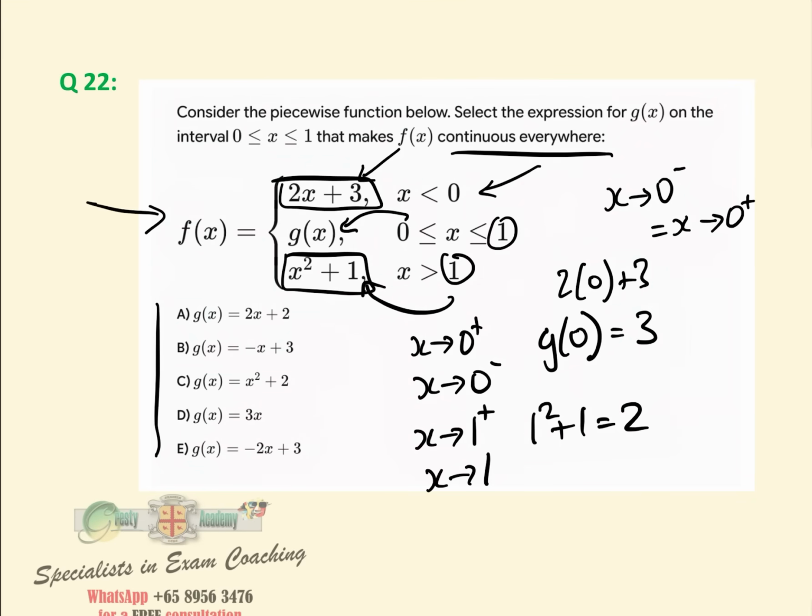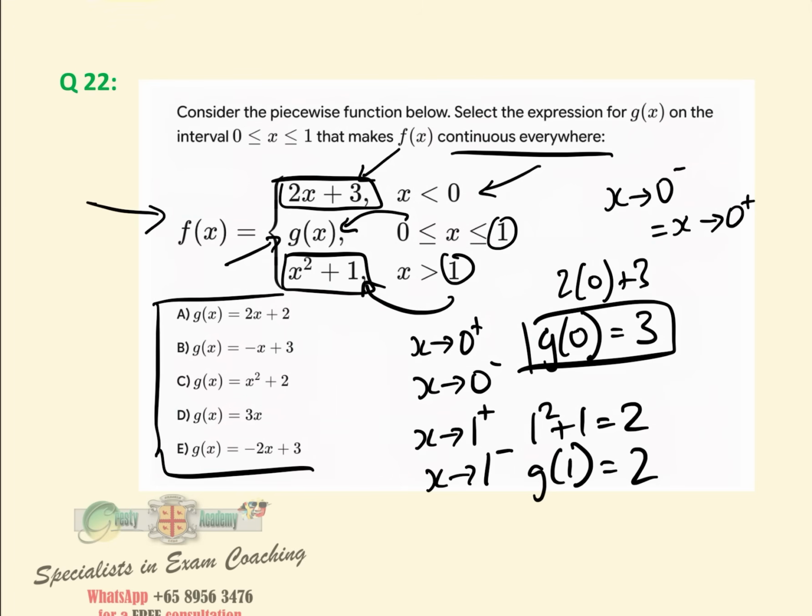And x approaching 1 from the minus side will be our function g of x. So we need g of 1 to equal 2 as well in order for it all to be continuous. Now, if we look at these 5 value g's here, the only one that has g of 0 is 3 and g of 1 is 2 is B, g of x equals minus x plus 3.